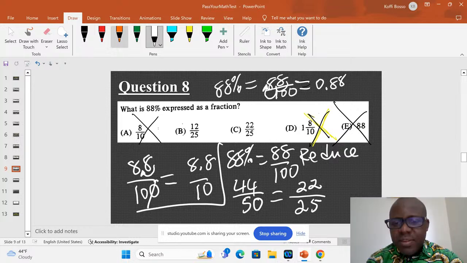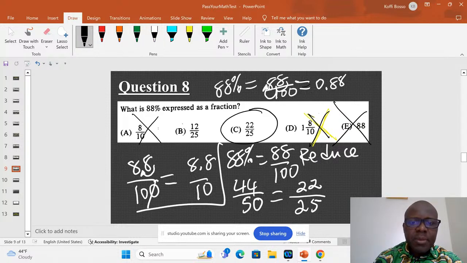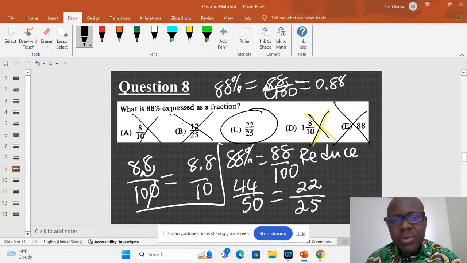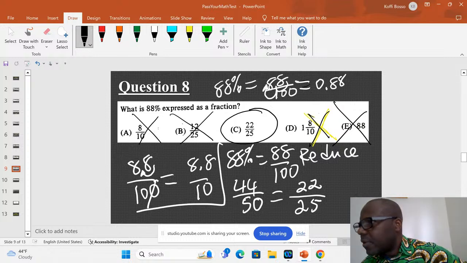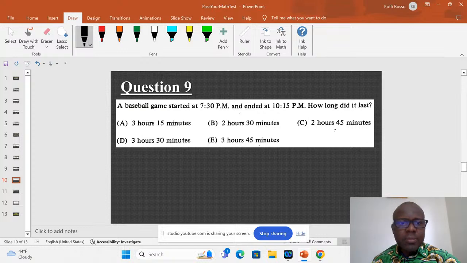This time we cannot reduce it anymore, because dividing by 2 doesn't work for 25, it's going to be a decimal, and 11 works for 22, but it doesn't work for 25. So we have 22 over 25. The correct answer here is C. So B is also out. That's the way you solve that question. Again, feel free to ask for any question. Okay, let's continue. Question number 9.